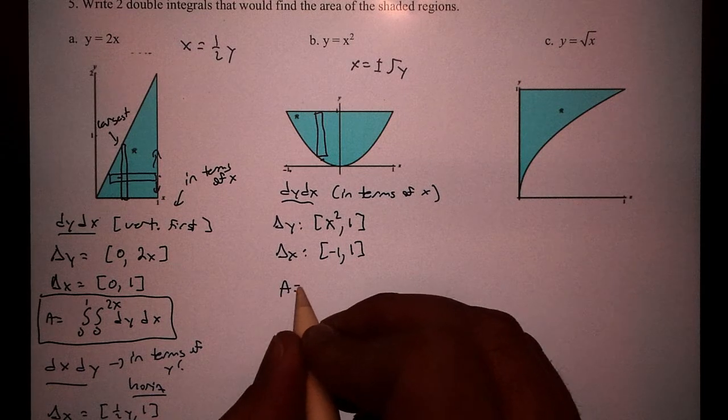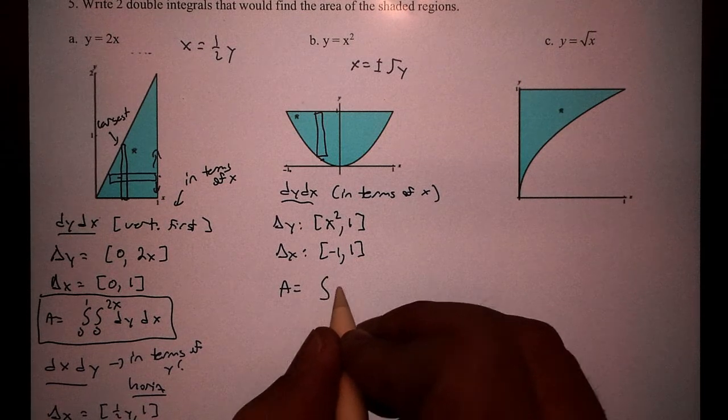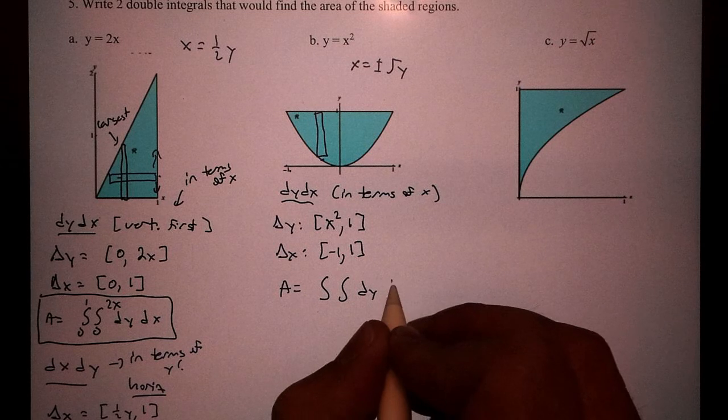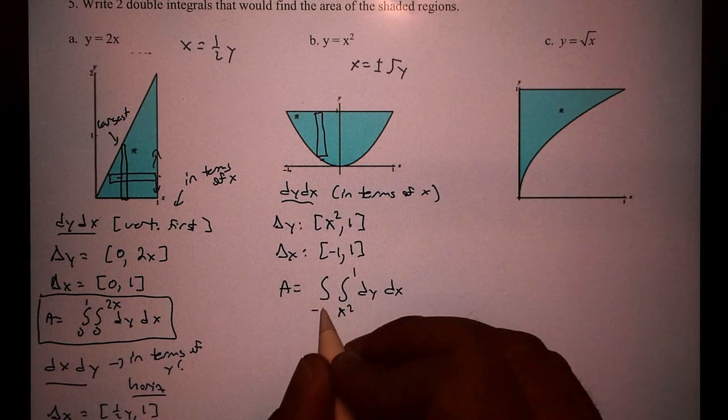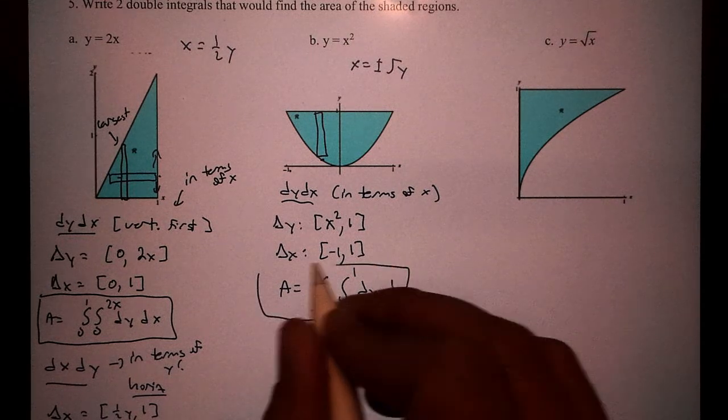So my area, dy dx, so you change in y's first, x squared to 1, negative 1 to 1. And that would find me my area right there.